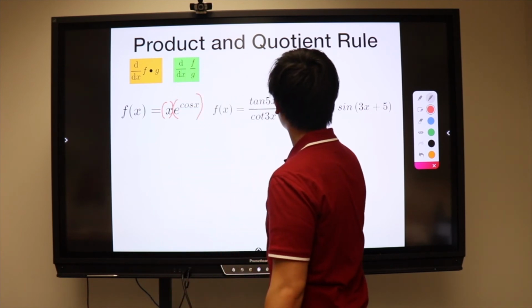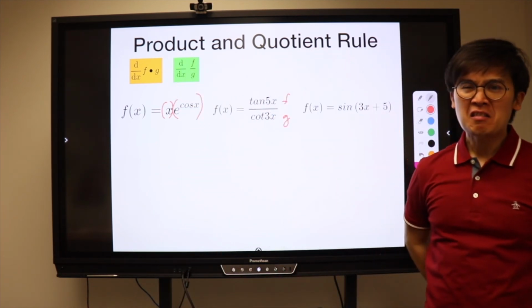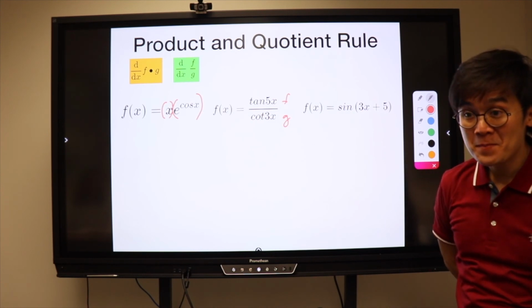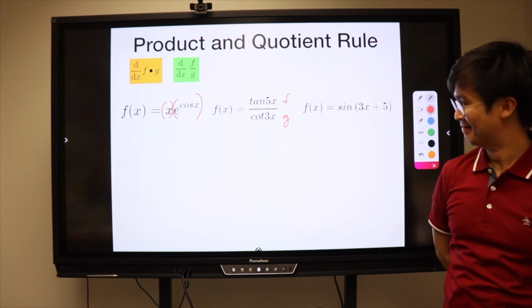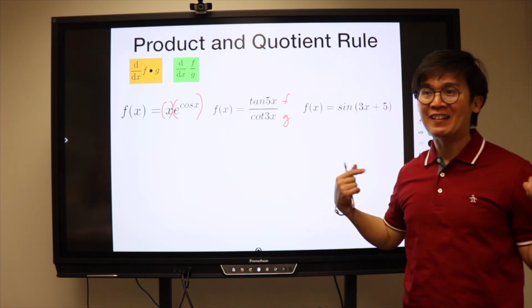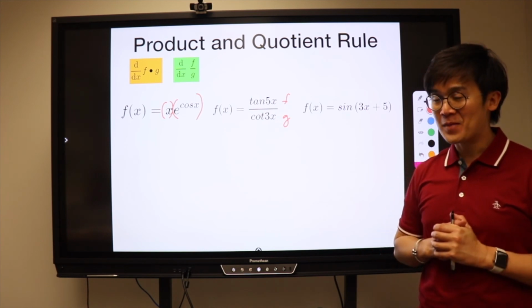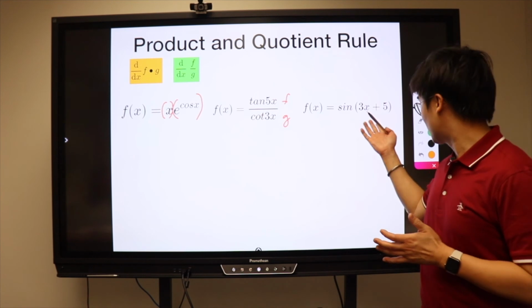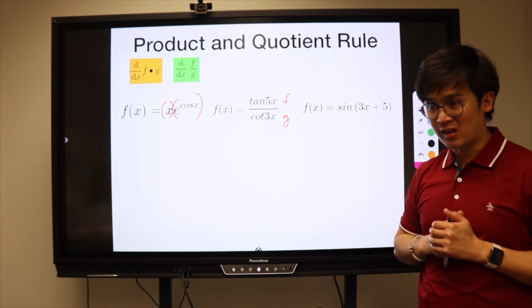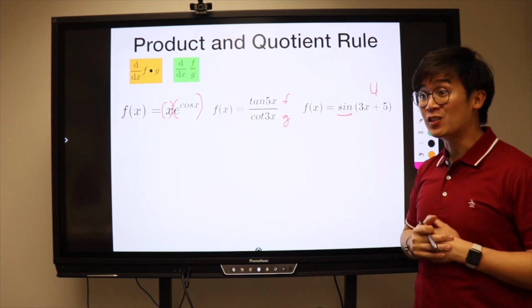Product. Quotient. What is 3? Power. Power? No. Since you're not saying it's a product rule, maybe it's a power rule. Is it the trigonometric one? Yes, it is the trigonometric function, but which one? Yeah, derivative of sine. This is sine, and this is u.